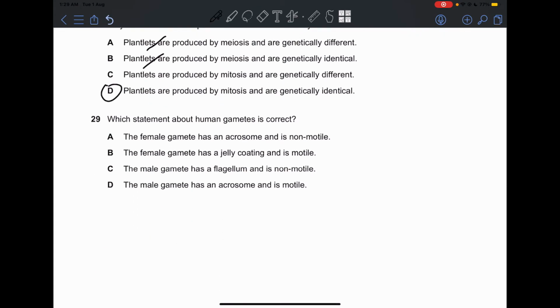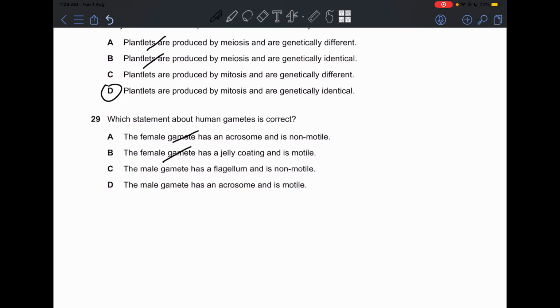29. Which statement about human gametes is correct? A says the female gamete has an acrosome and is non-motile. Of course, this is incorrect because they don't have an acrosome. This is something that is in the sperm cells. B says the female gamete has a jelly coating and is motile. Of course, this is incorrect because the female gametes are not motile. They are fixed in their position.